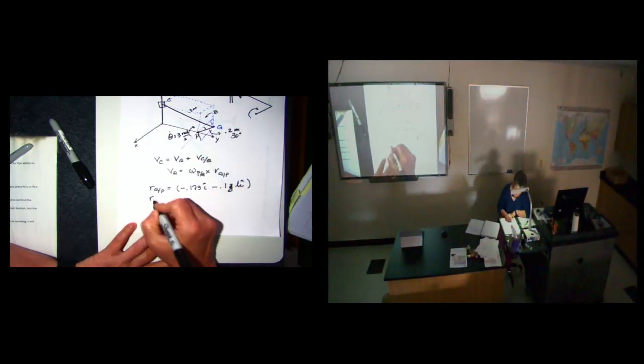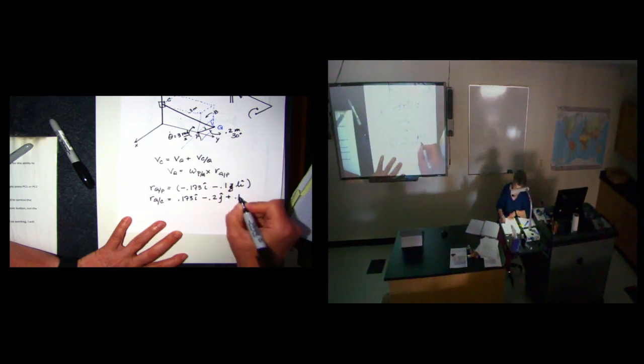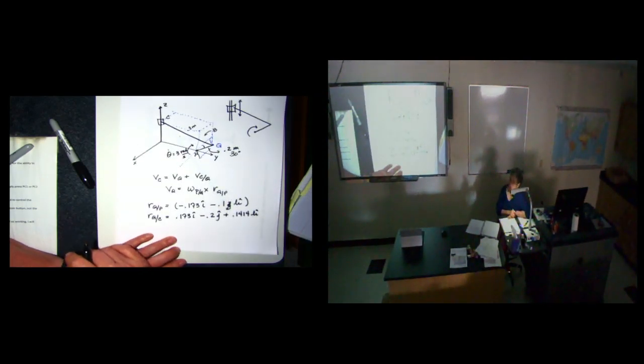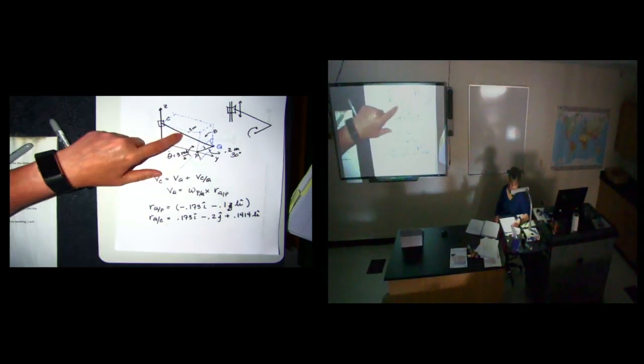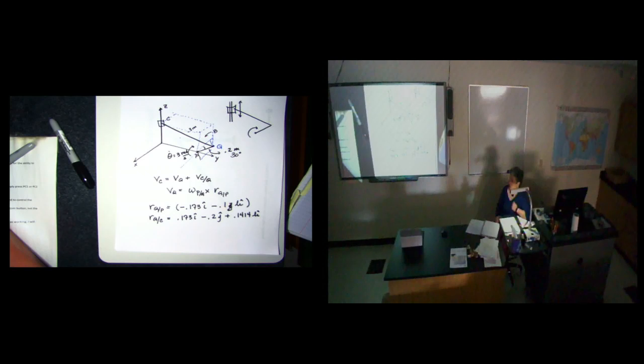And we're going to need it later, so I'm going to go ahead and write it out. RQC is a plus 0.13 in the I direction, minus 0.2 in the J direction, plus 0.1414 in the K direction. Which is why I drew the coordinate system, to help you get your R's from it. If you know that angle and you know the length, you can work through to get those R's.